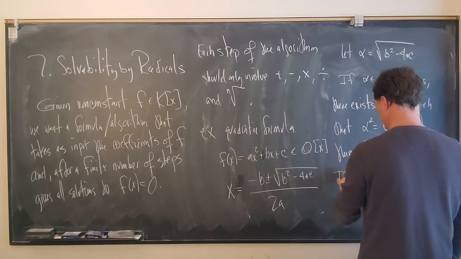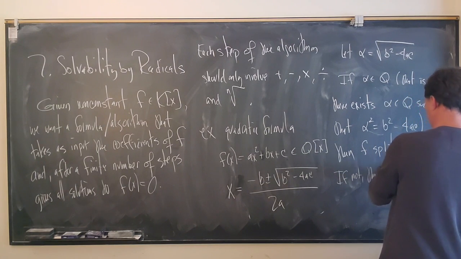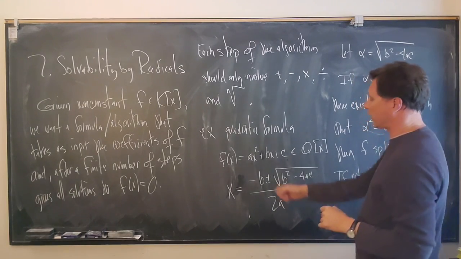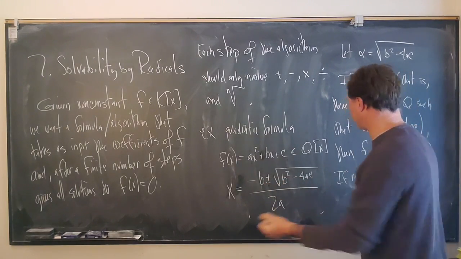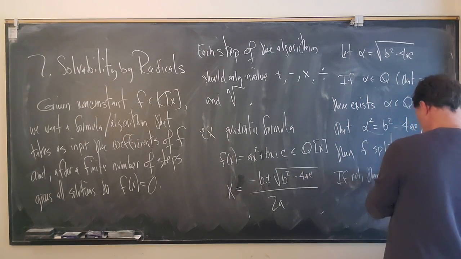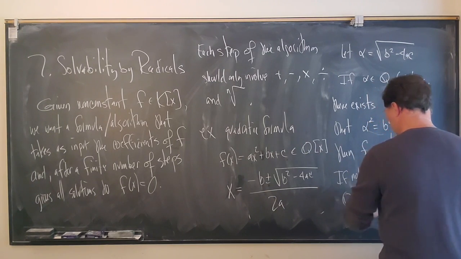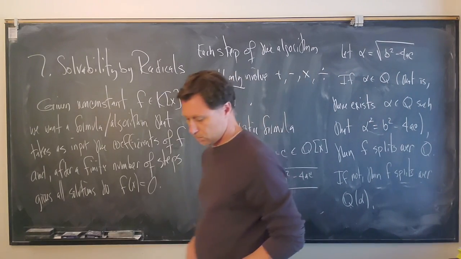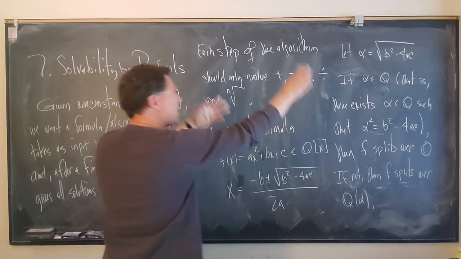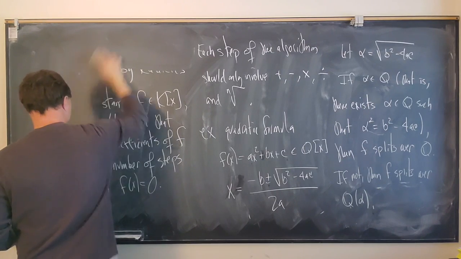How do we find a splitting field? Adjoin the roots. If you adjoin the plus, you don't need to adjoin the minus here, and everything else will happen in Q. So f splits over Q adjoin alpha. Okay, so this idea right here is going to motivate our next definition.